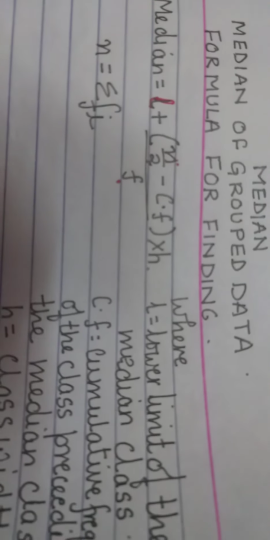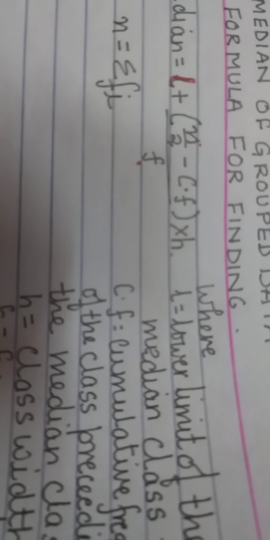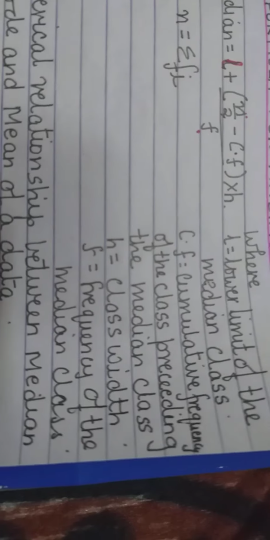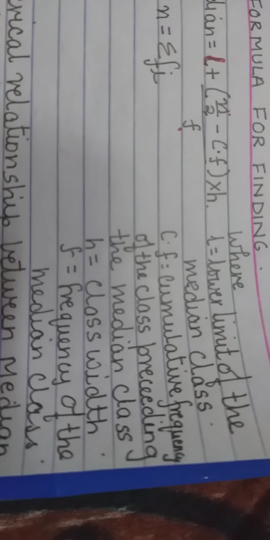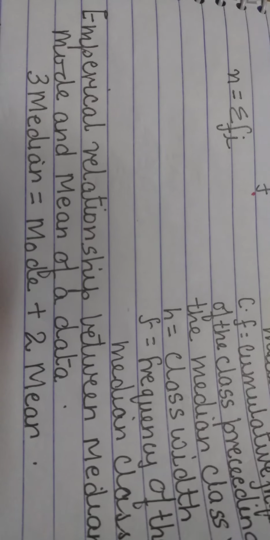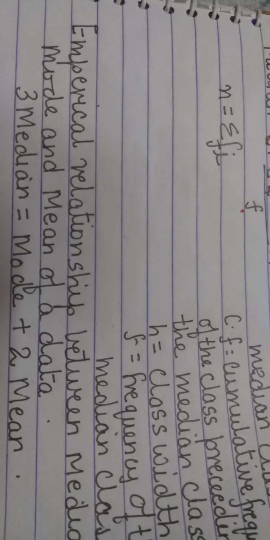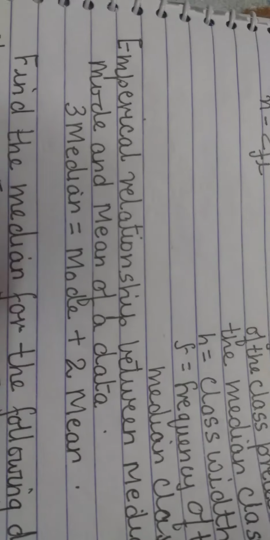Right? The formula is L plus in bracket n upon 2 minus cumulative frequency upon F into H. Right class? And H here is the class width. Okay? Now, there is an empirical relation between median, mode and mean of a data. If out of 3 I know 2, I can find the third one by applying this formula. So 3 median is equals to mode plus 2 mean.